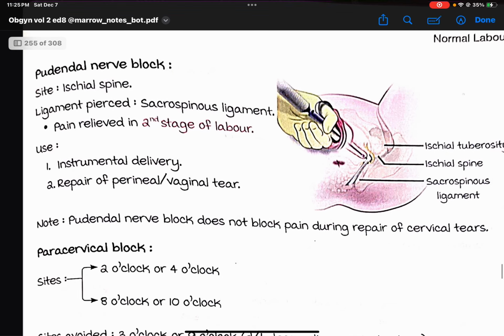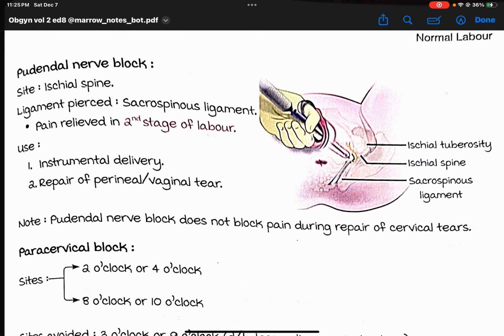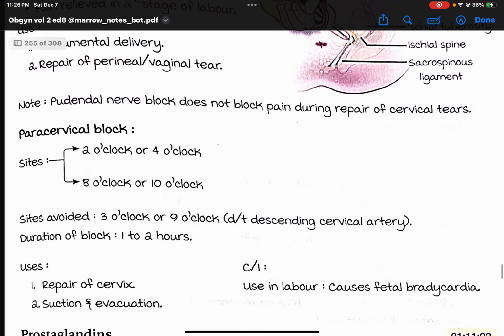Pudendal nerve block. Site: ischial spine, needle pierces sacrospinous ligament. Pain relieved in second stage of labor. Landmarks: ischial tuberosity, ischial spine, sacrospinous ligament. Uses: instrumental delivery, repair of perineal and vaginal tear. Does not block pain during repair of cervical tears.